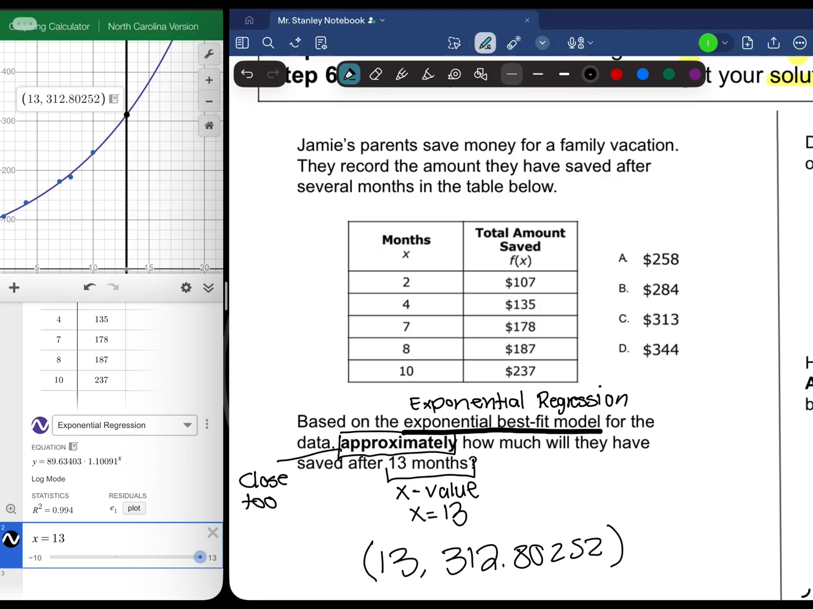Now, the 13 is not going to be the solution. The 13 is what they gave. So the other number, which is the y value, 312.80, is what we can look at. Now, we said approximate, that means close to. So looking at our choices for our answers, which one is closest to 312, which will be $313. So that is the answer for our first example.